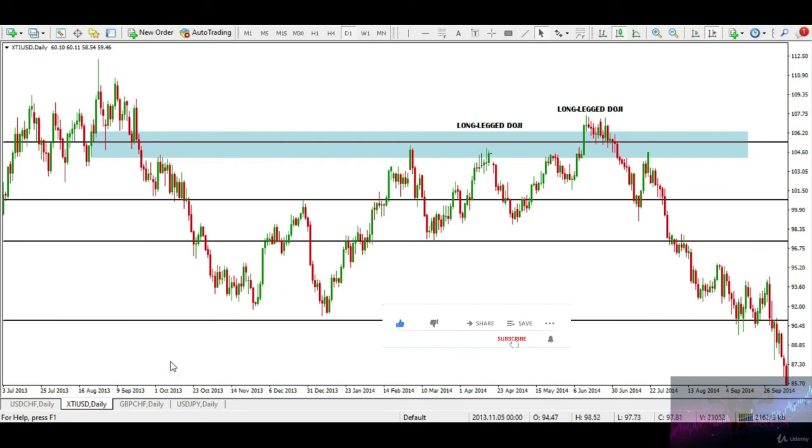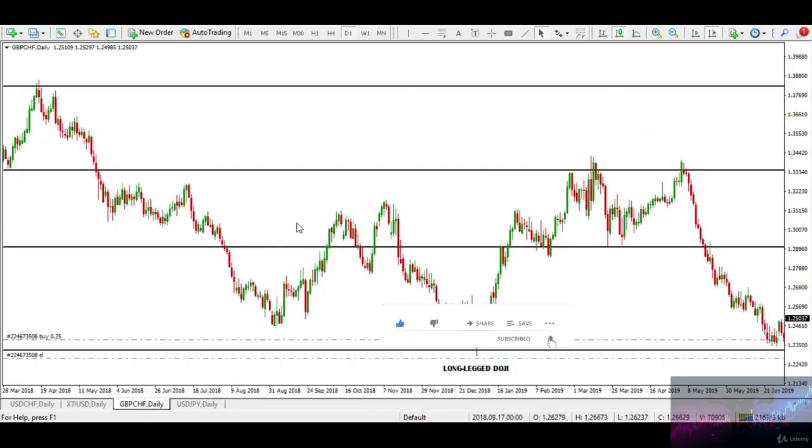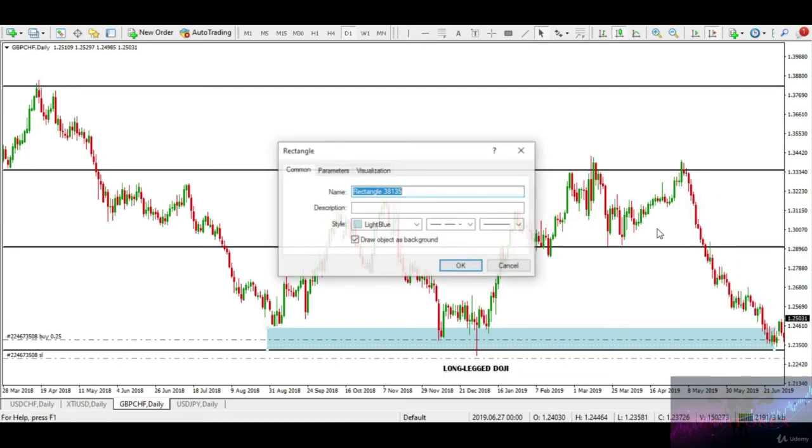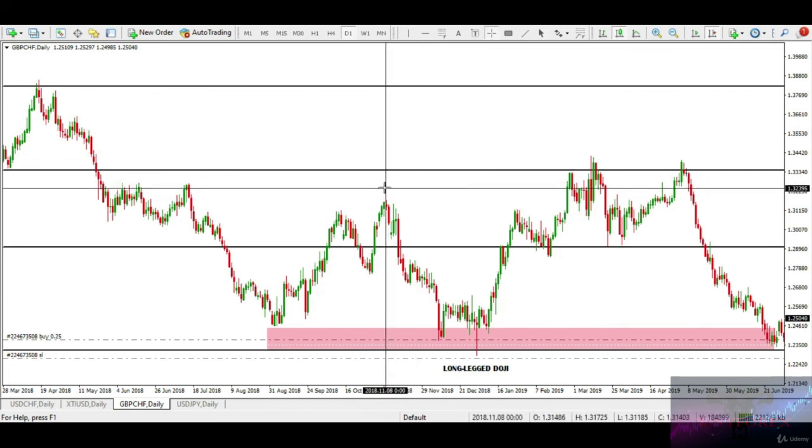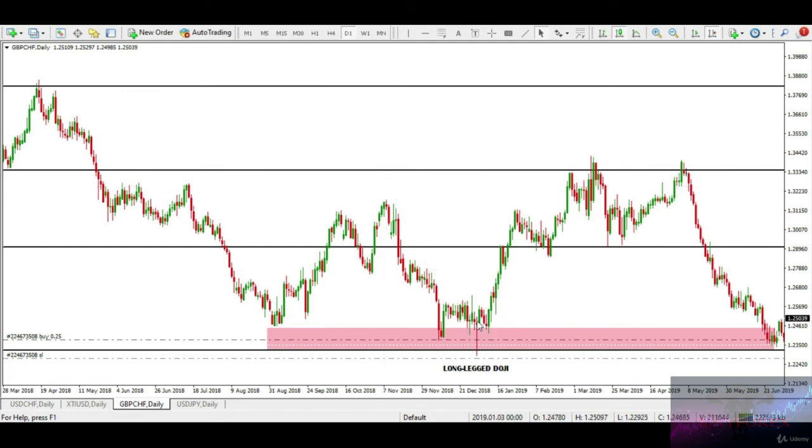The next example is of pound and Swiss franc, and a long-legged doji terminated the existing downtrend at a key support zone. Notice the large lower tail of this candle signaling sellers were unable to maintain their control over the market. Therefore, price advanced in a bullish trend.